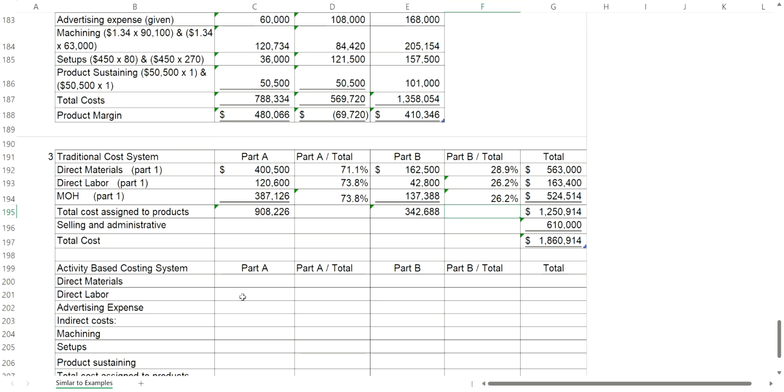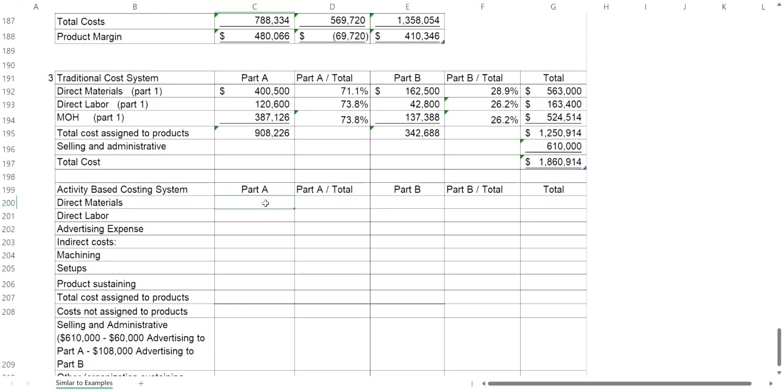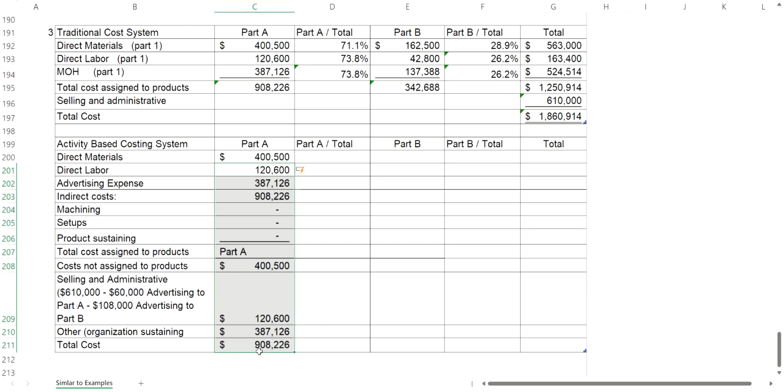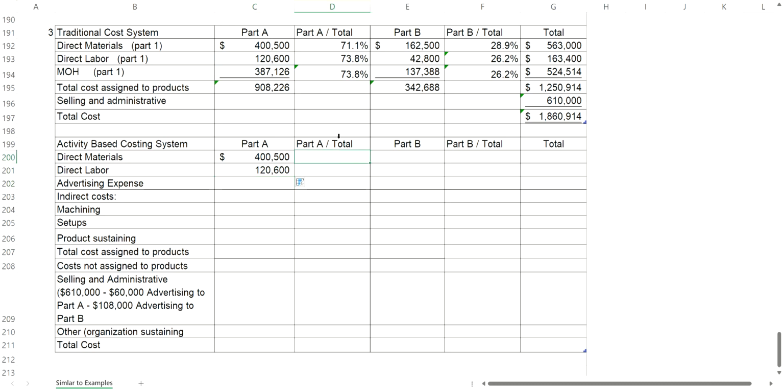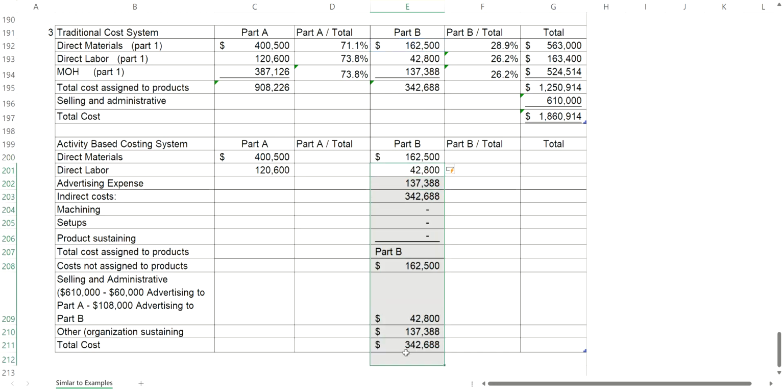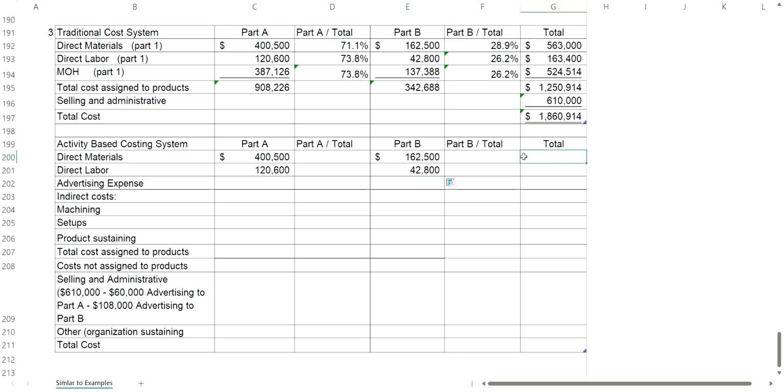Now let's do our activity-based income statement. Actually from part 2, although it's the same as part 1, I'll bring down the material cost and the labor cost. And I would do the same thing for part B. I'll bring down the material cost and the labor cost. Okay, and I'll add them together.